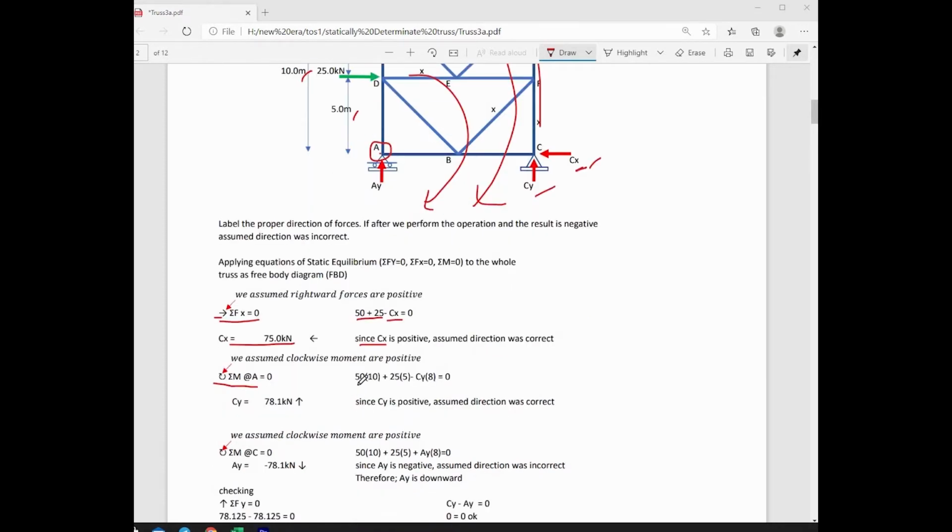We can now observe that 50 times 10 is clockwise, positive, 25 times 5 is clockwise, positive, and Cy times 8 is counterclockwise, therefore negative. From that equation, we can solve for Cy, and that is equal to 78.1 kN. Since 78.1 came out to be positive, our assumption that Cy is an upward support reaction was correct.